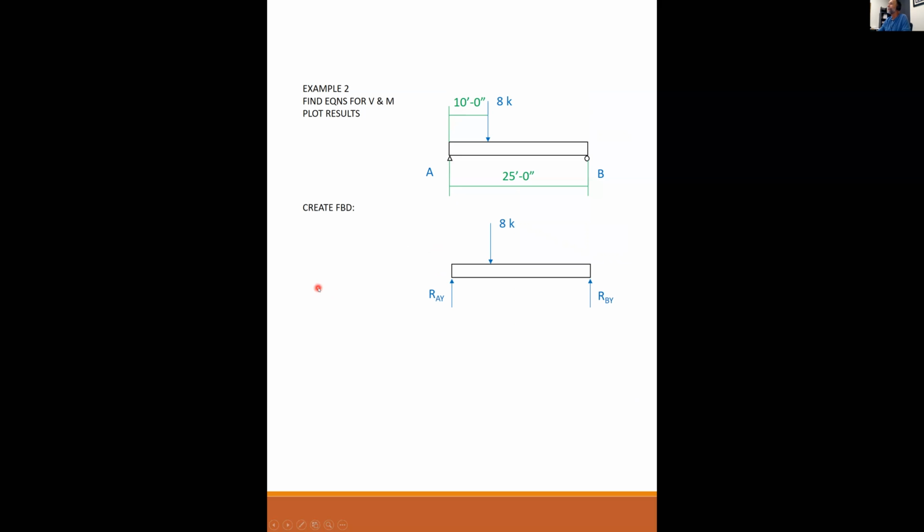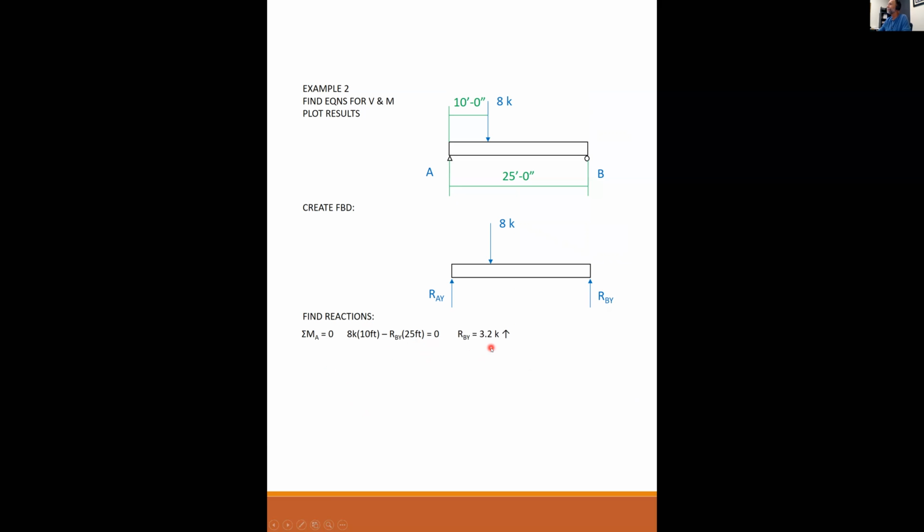Okay, example number 2. Remember our old friend? The beam from A to B with an 8 kip point load at 10 feet. We need to find our reactions first, always the first step. So I have an unknown A, unknown B. Find my reactions, sum my moments: 8 times 10 minus reaction at B times 25.